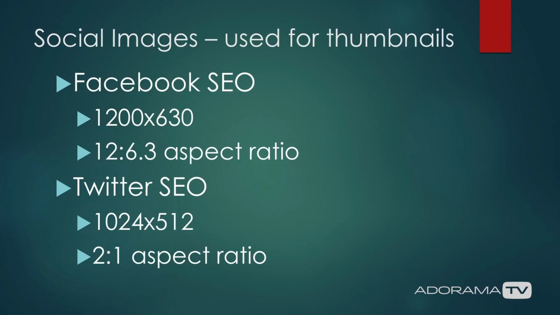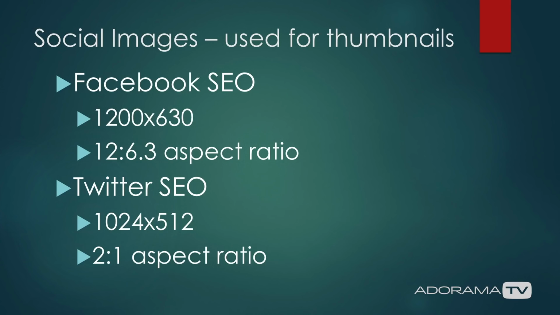The social images, these are the images that we're going to be using for Facebook and Twitter. These have to be exactly this. Facebook and Twitter mandate this. So for Facebook, you have to have a 1200 by 630 pixel image. That's a 12 by 6.3 aspect ratio. It's really wonky. And then Twitter, what we're going to be using for this search engine optimization stuff, we're going to be using an image that is 1024 pixels by 512 pixels. That's a 2:1 aspect ratio.